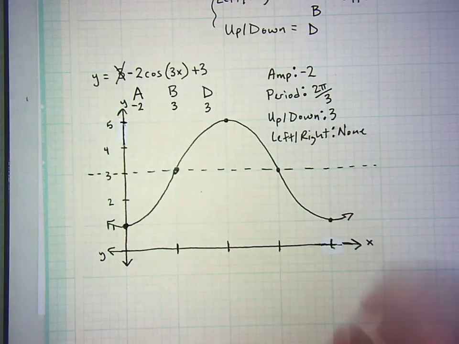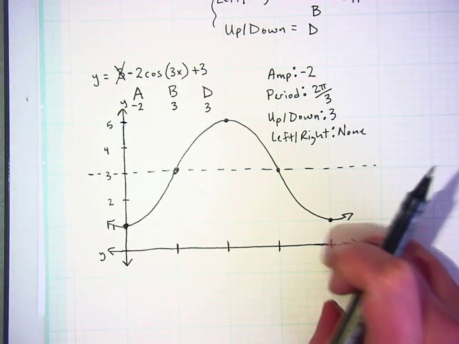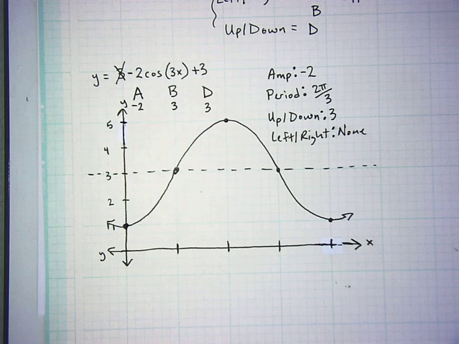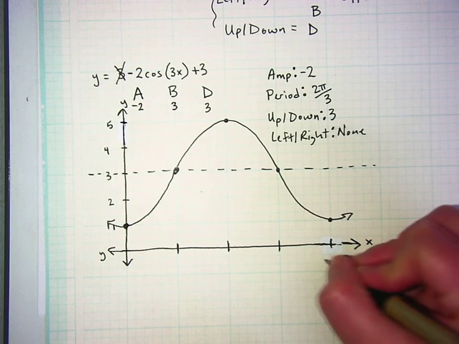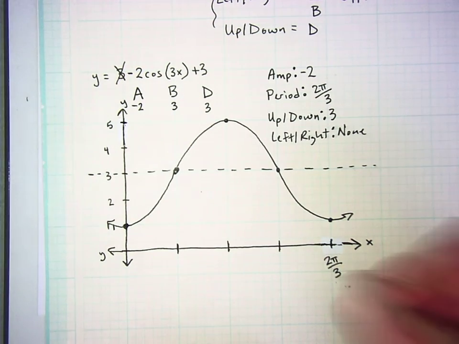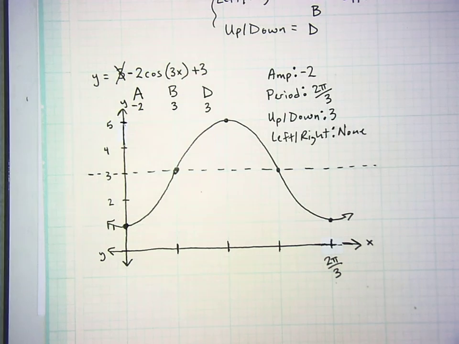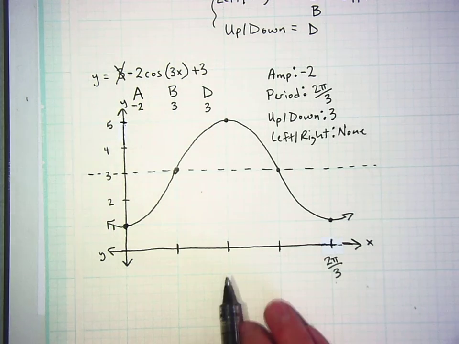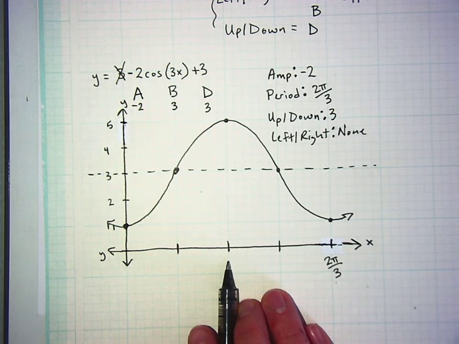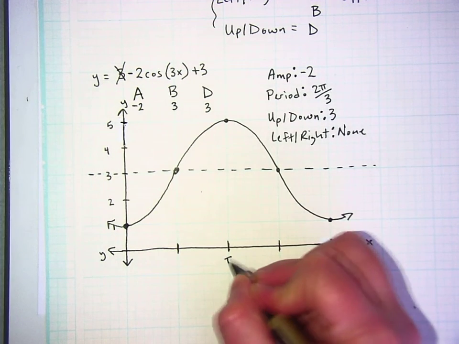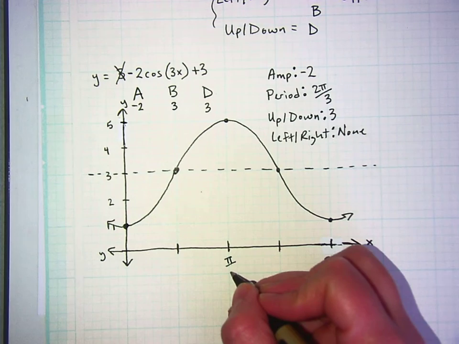But the thing that we haven't filled out yet are these tallies over here, because how long is this period? 2 pi over 3. Okay, so I'm going to write 2 pi over 3 here. I know that's my end point. What's this one? 4 pi over 3. What'd you say? 4 pi over 3? Just pi over 3. Nope. Where'd you get 4 pi over 3?